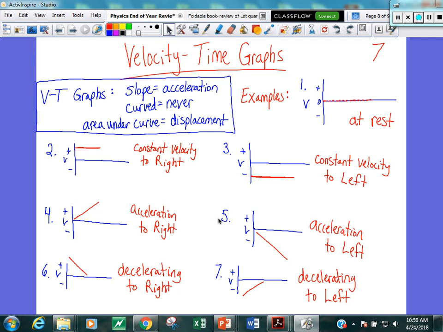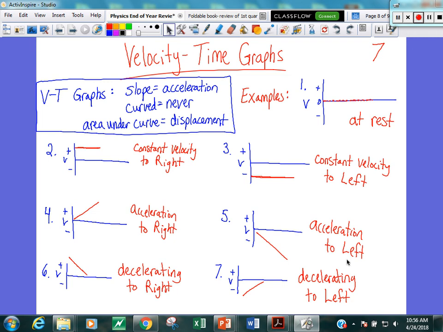Let's go to number 5. On this velocity time graph, now we notice the line is downstairs where it has a negative velocity, so we know it's going left right off the bat. We know it's going left because it's got a negative velocity. It's downstairs. But now we need to look at the slope of this line. It has a negative slope, so it does have slope, so it is accelerating. So if you'll notice, guys, it's starting at velocity of 0, and it's getting further away from 0. So this is speeding up or accelerating to the left.